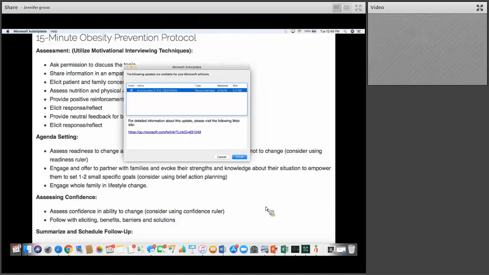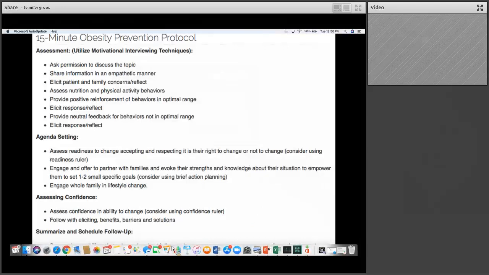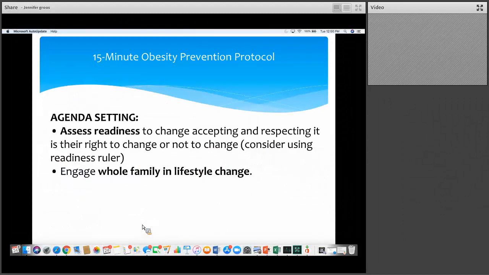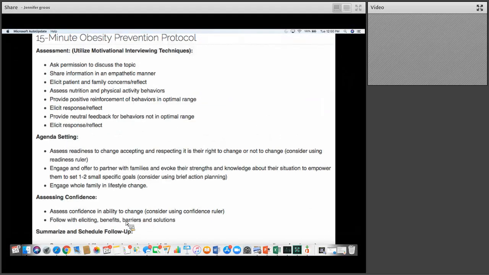So again, this is just a review of that 15-minute obesity protocol, where we're assessing, like we talked about at the beginning, we're agenda setting, so we're acknowledging and focusing on their readiness for change, and then setting small goals if they're ready. We're assessing their confidence, and we talked a lot about that last time.